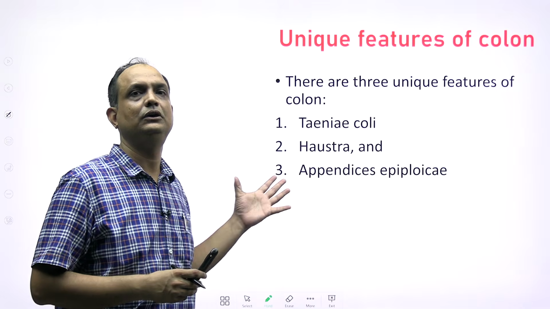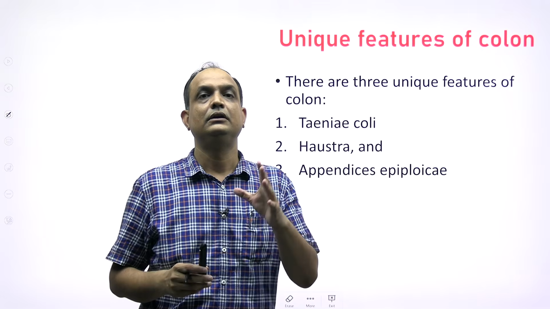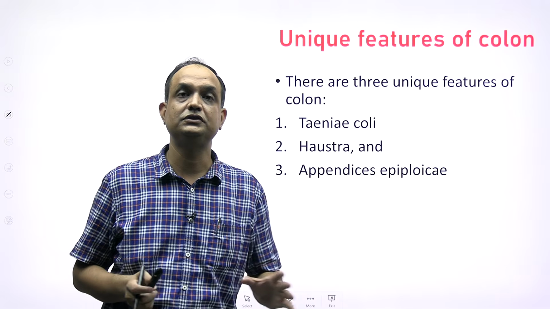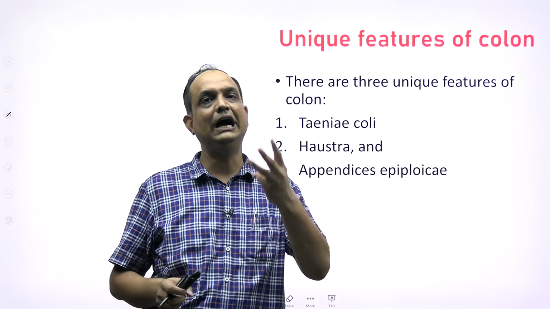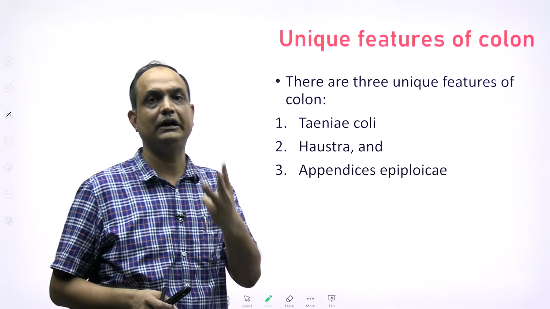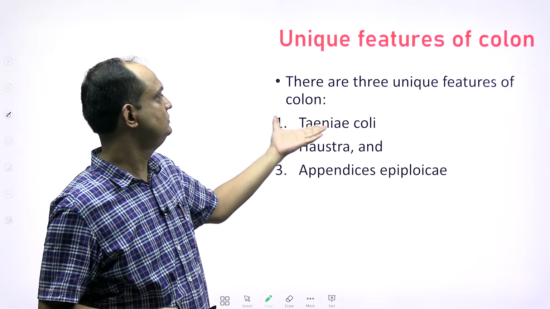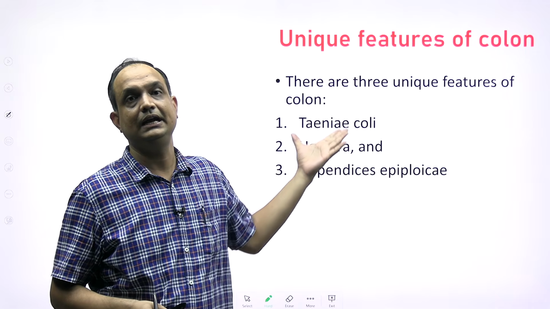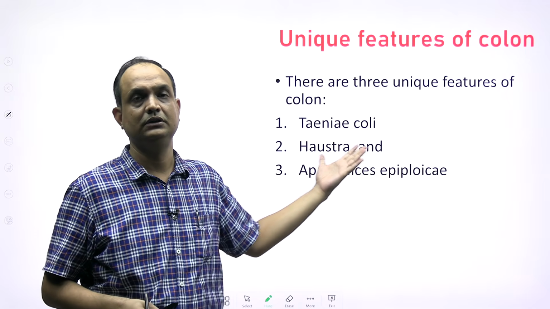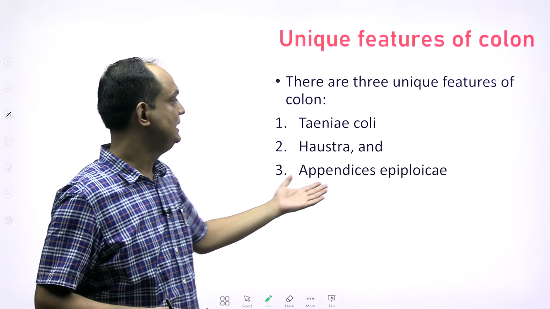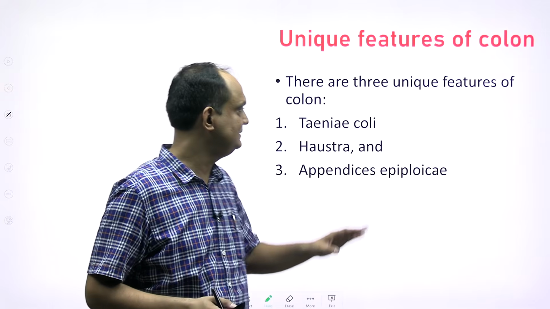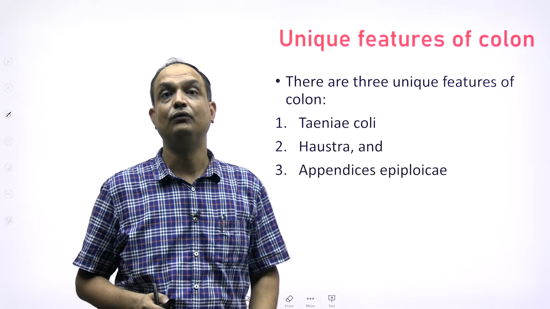Now the next question: what are the unique features of the large intestine or the colon? This is a very commonly asked question in your exam. Write down the characteristic features of the large intestine. You have only three words to write in the exam. One is Taeniae coli, second is sacculation or haustration, and third is appendices epiploicae. Let's discuss all three in detail one by one.